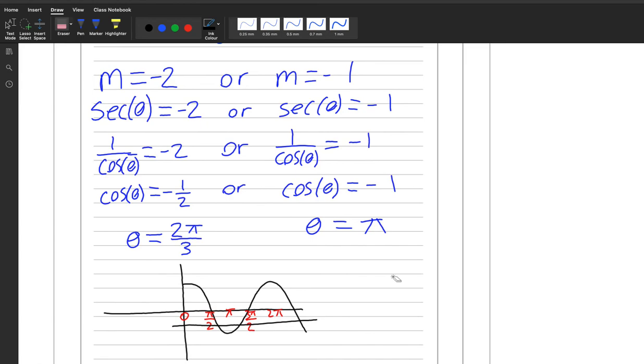I already know that this value is 2 pi over 3. So here I can use some symmetry. Okay. So I can say that the gap between 2 pi over 3 and here, so between here and here, is obviously going to be pi over 3. So the gap is also going to be the same on the other side. Okay, so that's going to be pi plus pi over 3, which gives me 4 pi over 3. So my other value is 4 pi over 3.